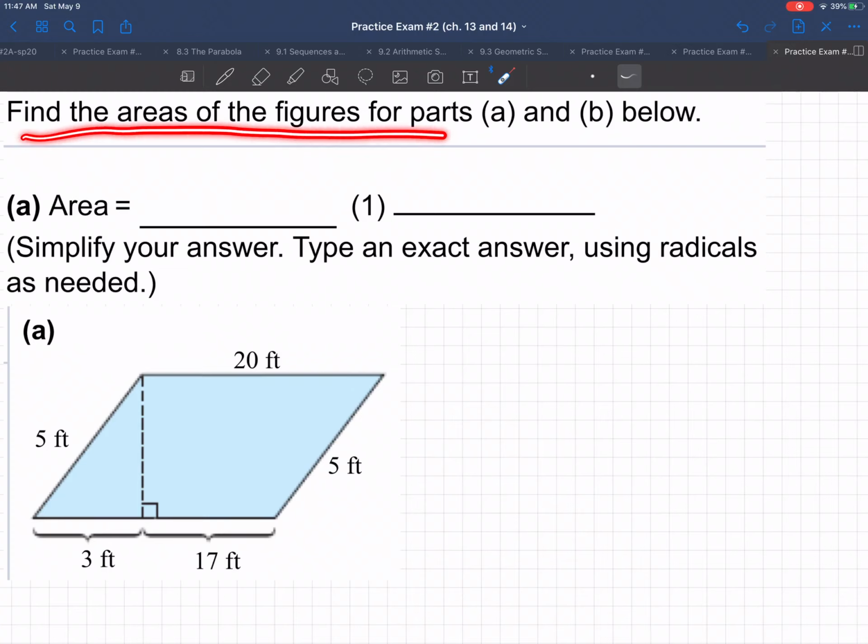Find the areas of the figures for parts A and B below. So here is part A. We got that shape. It looks like it's a parallelogram. And so what is the area of a parallelogram?